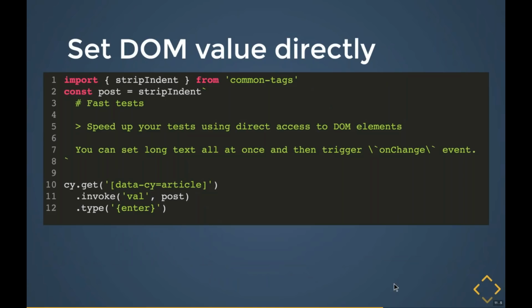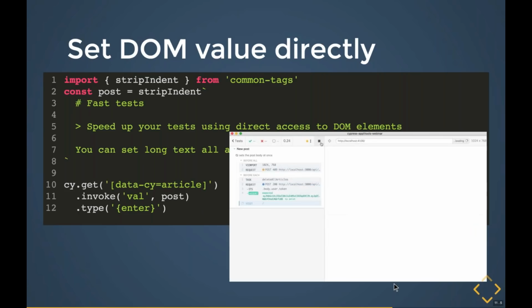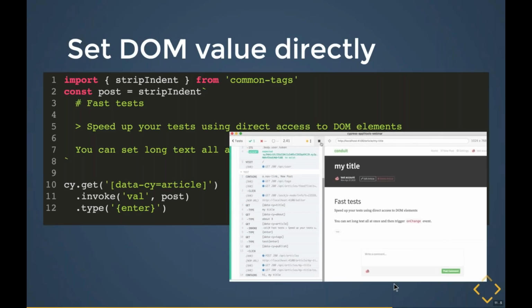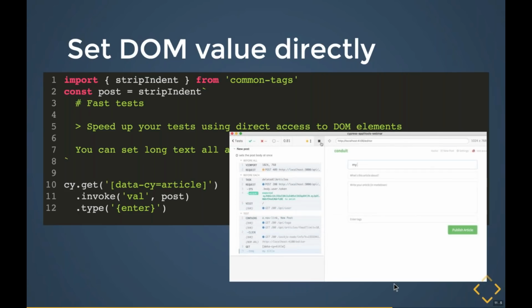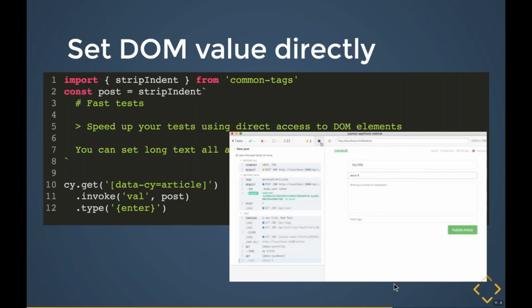For example, you can get the element and invoke the value method from jQuery, and it will immediately set the contents of a long blog post, and then you just type enter, and all of a sudden your application will get that blog post set. And this is much faster. So if one test verified that a short blog post can be typed, after that, just set it in a single shot.